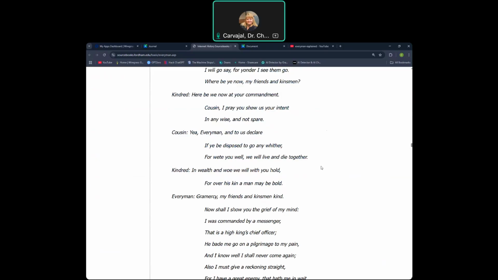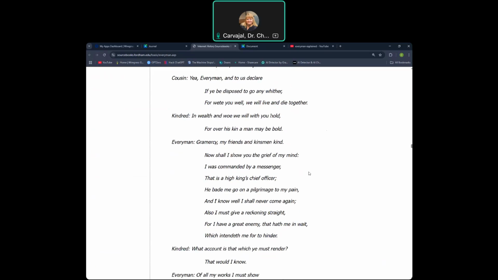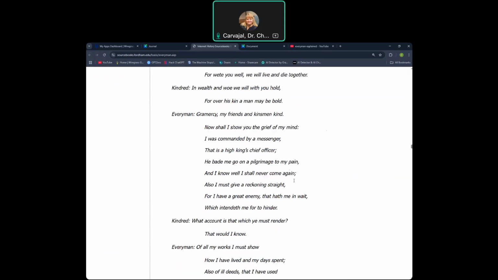Family is forever. And so whether good times or bad, kin will stay with you. And he's like, yay, okay, you're right. Friends can be fair weather friends, but family are different. And so let me tell you, and he gets right to it this time. He goes, "Well, I was commanded by a messenger, and that is a high king's chief officer." Now that's death. Who's the high king? God.